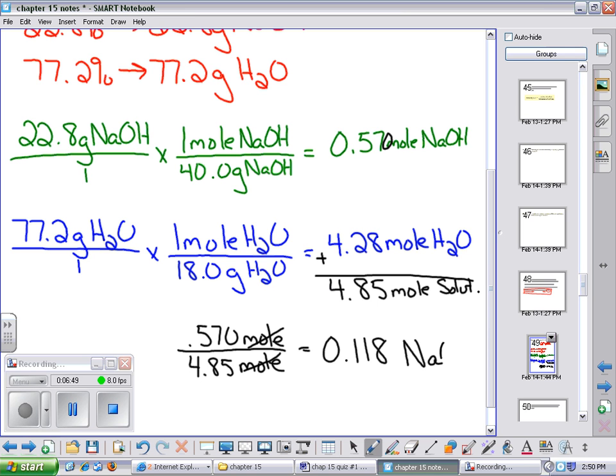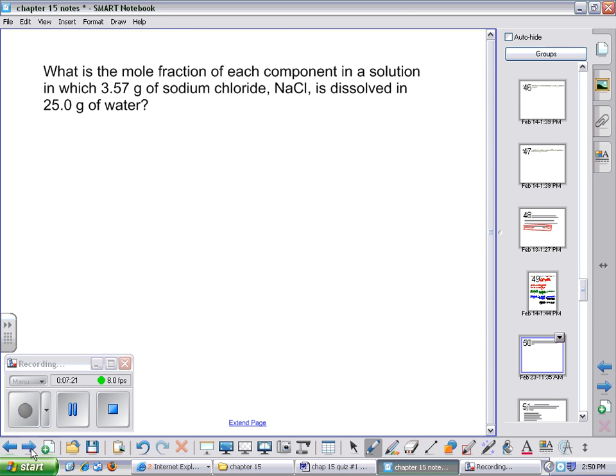Now, if I asked you what's the mole fraction of the water, there's two ways we can do it. We can take the moles of the water, which was the 4.28, divide it by the total, the 4.85, and figure out the mole fraction. Or you can take 1 minus your mole fraction of the sodium hydroxide and get the mole fraction of the other one. So there's two ways that you can solve that: plugging it into the equation or subtracting from 1. Okay, one more problem we'll practice and then we'll be done.